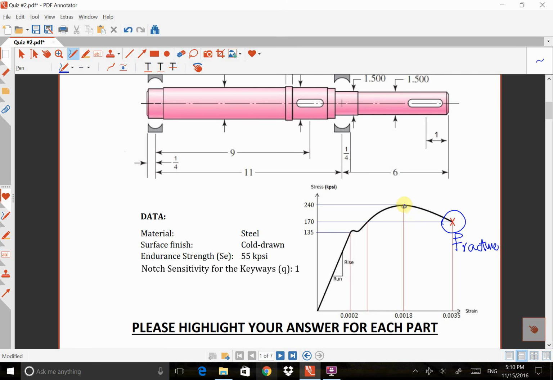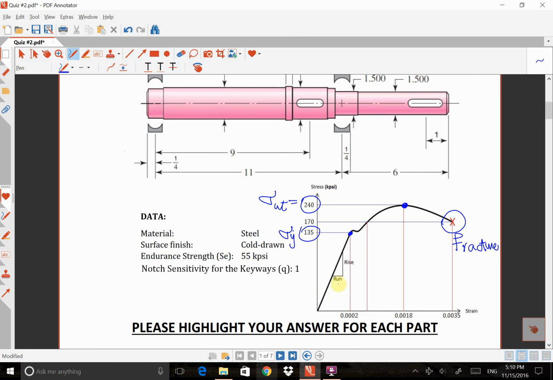At this point, this is the peak of the graph, and the stress is also known as the ultimate point. So this stress is called ultimate strength, and that is 240. This 135 represents that point, and that's the yield point. So that's sigma y.